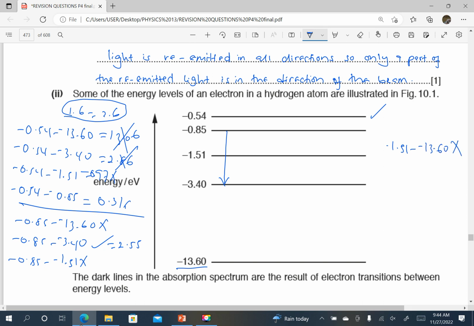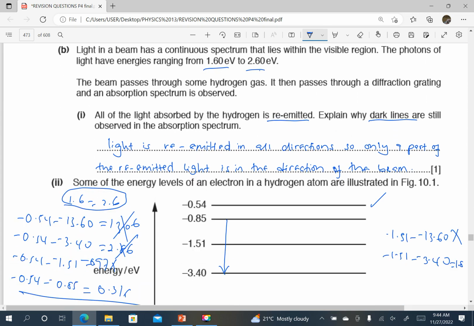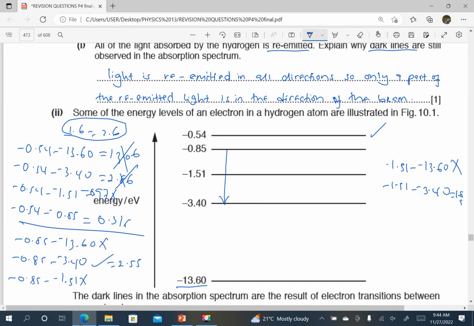It is very big. Negative 1.51 minus negative 3.40. So 3.40 minus 1.51. That is 1.89. This is 1.89, which is within the range, so that one is fine. Transition from this one to this one is possible because it is giving us an energy in the range. So we are done with 1.51.